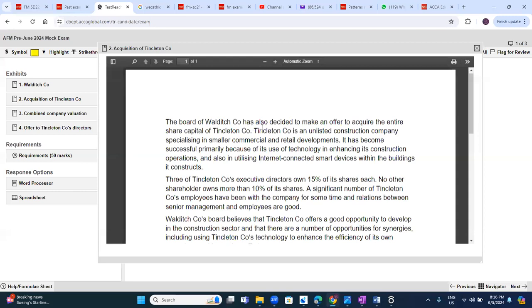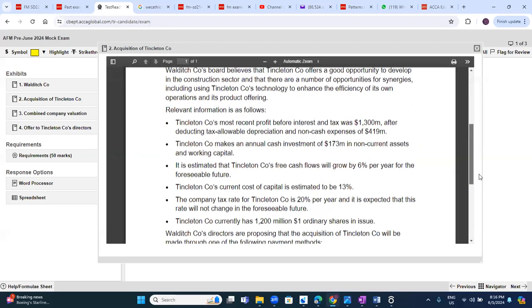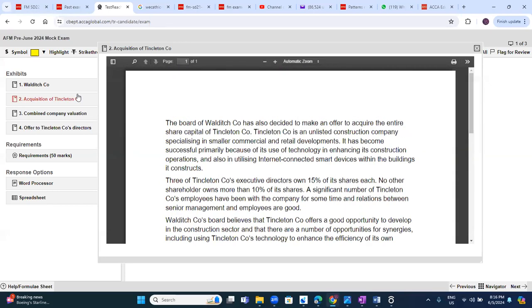The board of W Company has also decided to make an offer to acquire the entire share capital. Suddenly, the information has started suddenly. The question is not well designed, to be honest. The board of W Company has also decided to make an offer to acquire the entire share capital of Tin Company. Tin Company is an unlisted construction company specializing in smaller commercial and retail development.